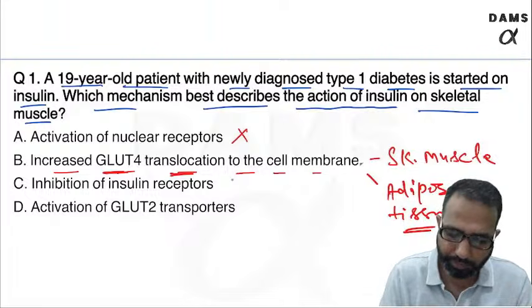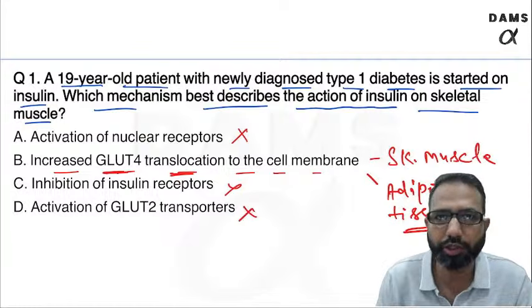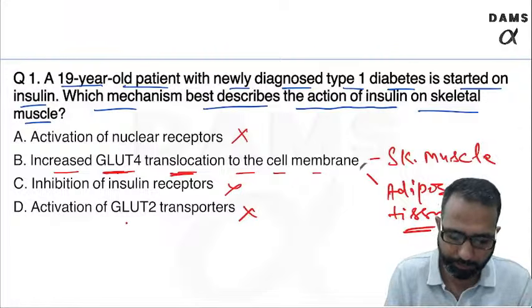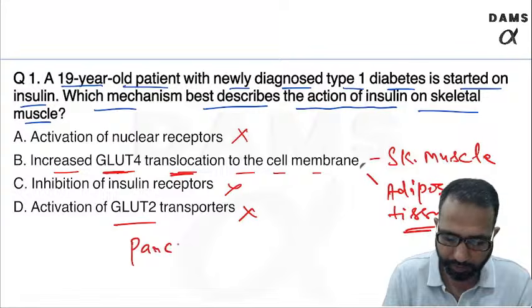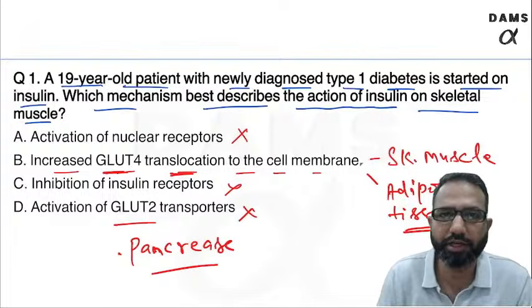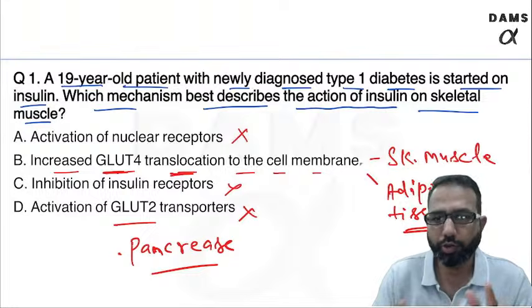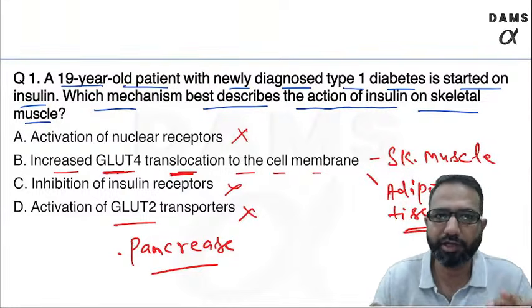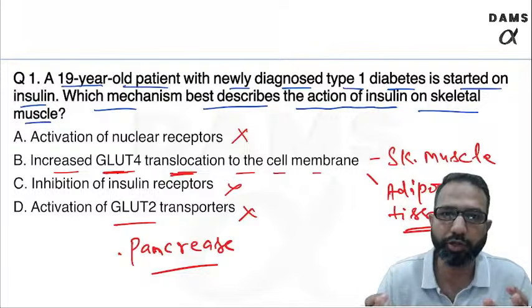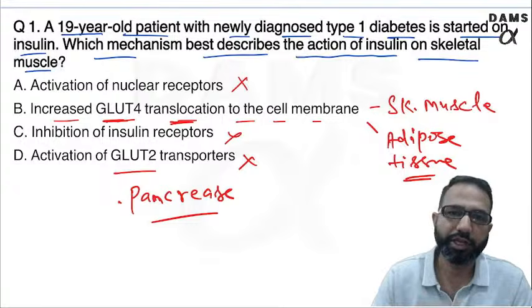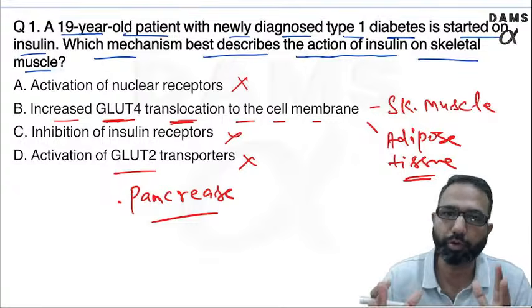Inhibition of insulin receptor, obviously no. Activation of GLUT2 receptor, no. GLUT2 is not related to insulin. GLUT2 is there mainly in the beta cells of pancreas. Regarding the GLUTs, you can read in detail in physiology what is GLUT1, GLUT2, GLUT3, GLUT4, GLUT5. Out of these, remember that insulin is increasing the GLUT4 uptake, and because of this, increased uptake of glucose occurs mainly in two areas, skeletal muscle and adipose tissue, and by this it is helping the insulin to control the blood sugar.